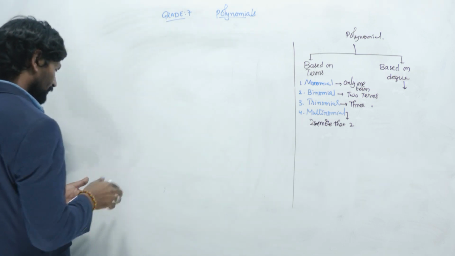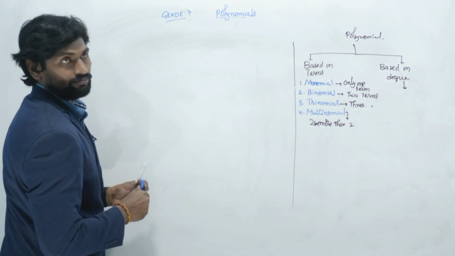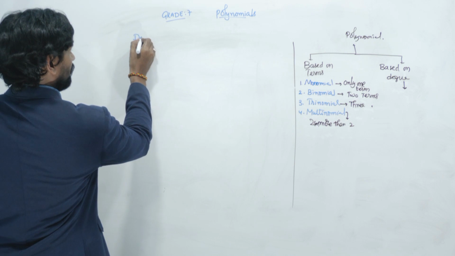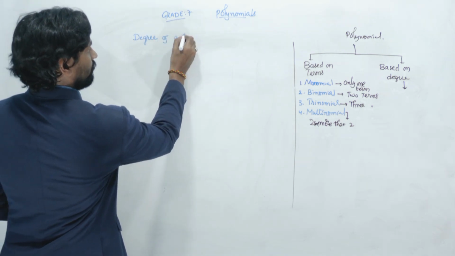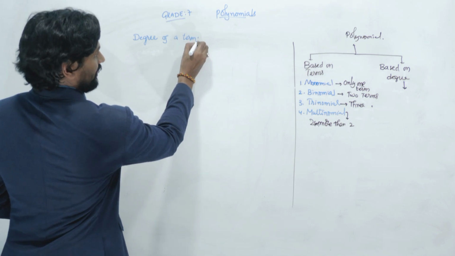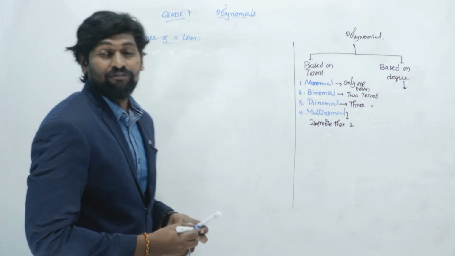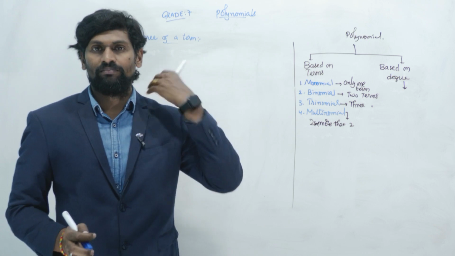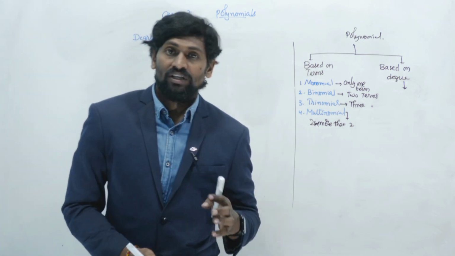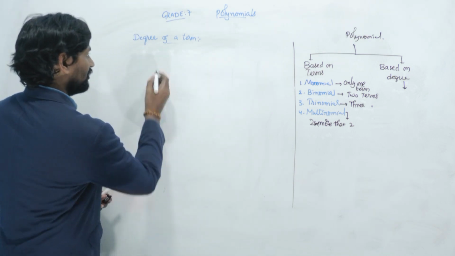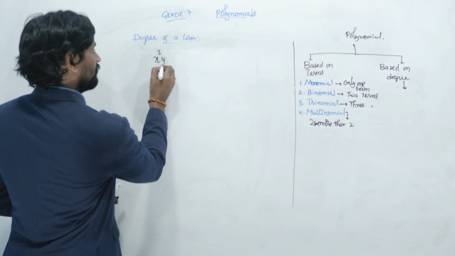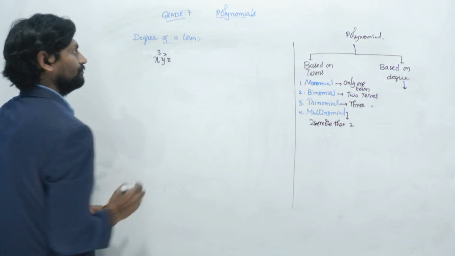Yes, let us see. First, degree of a term. Degree of a term is nothing but the sum of all exponents of a term. Sum of all exponents of a term is called its degree. For example, x cube y square z.